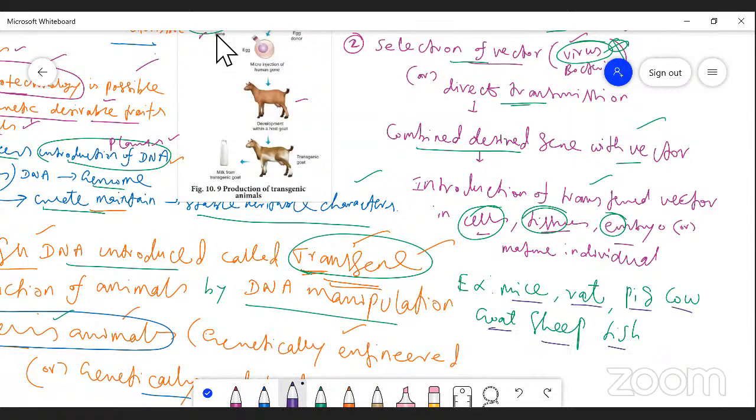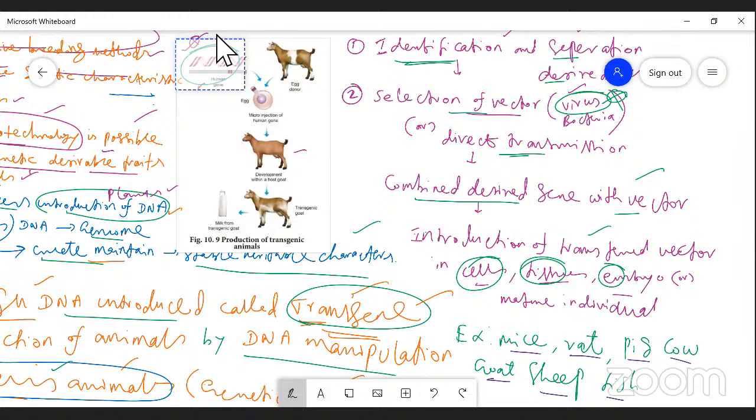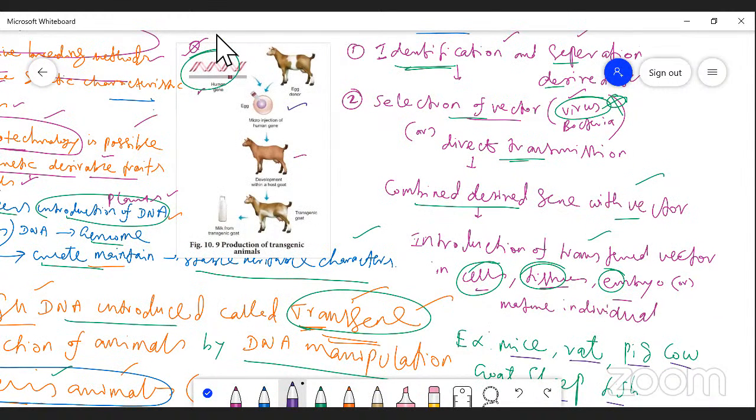Here, the diagram shows a desired gene. The human gene is introduced into the egg of an animal, a sheep, the egg donor. Who donates the egg is called the egg donor. With the help of microinjection, the gene is injected into the egg. Then microinjection of the human gene into the host organism, the goat. Development takes place in the body of the goat, and they produce a desirable organism, transgenic goats.